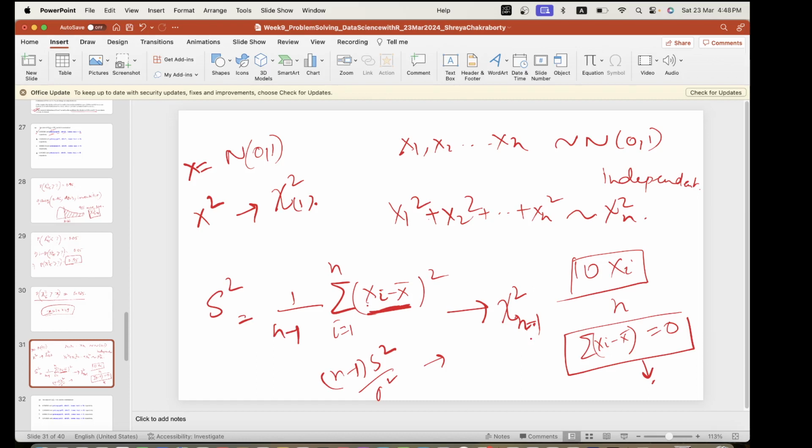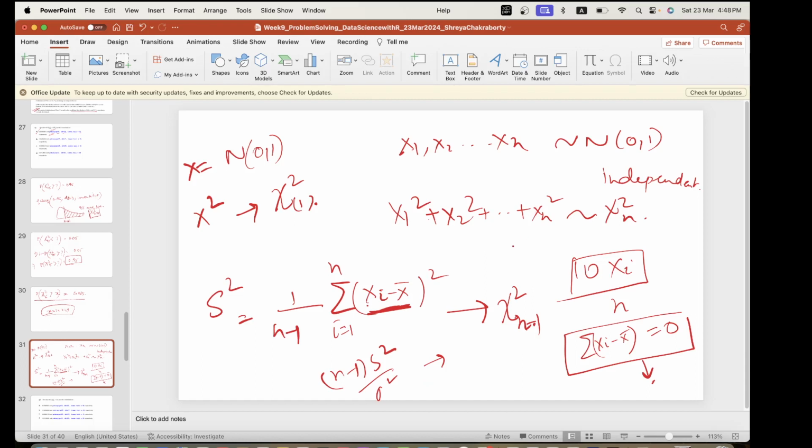Ma'am, can we say that for a population it will have n degrees of freedom, and for a sample it will have n minus 1 degrees of freedom? Yes, in some sense we can say that. There would be cases where it might be less than n minus 1 also, if you have additional restrictions imposed.